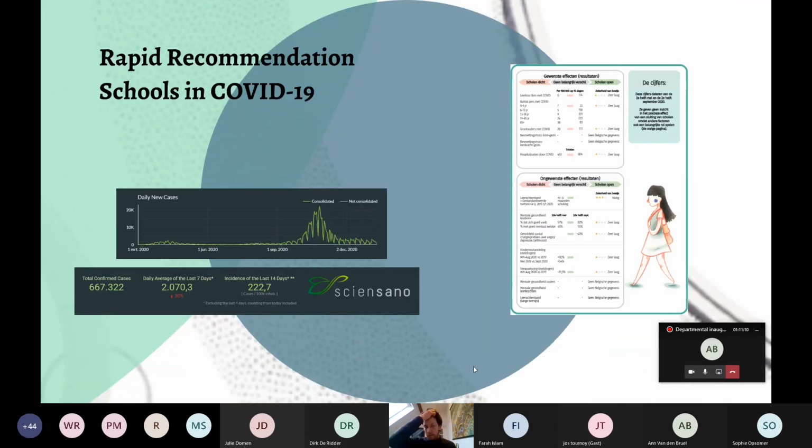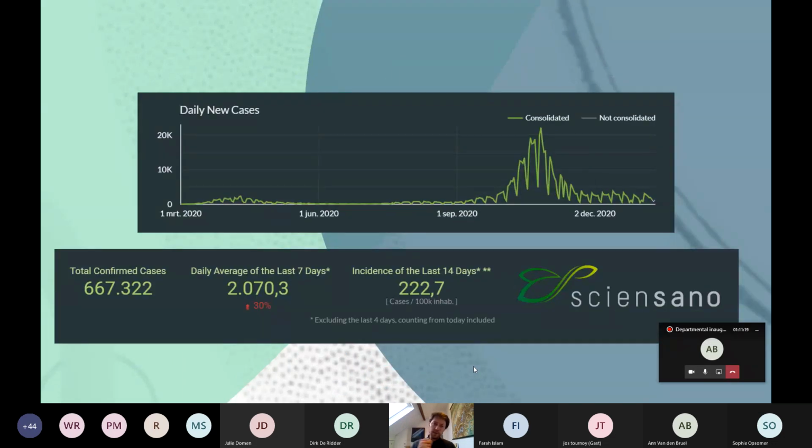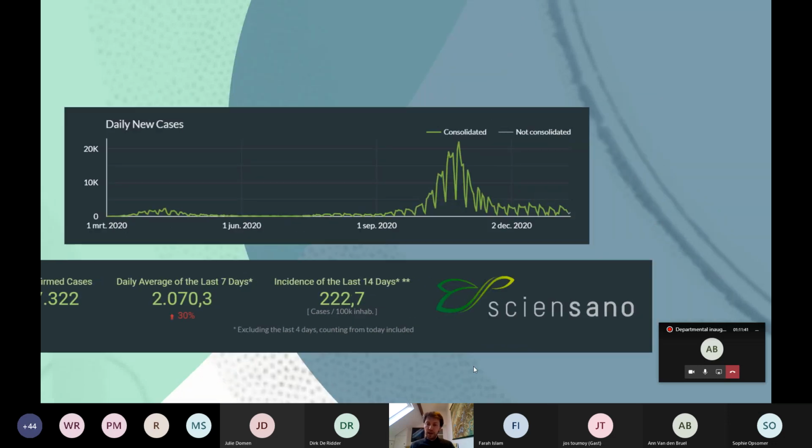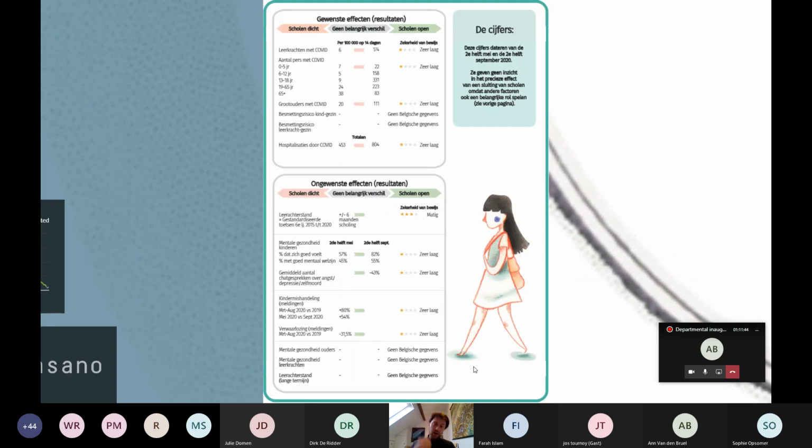If you look back at the rapid recommendation for schools in COVID-19, on the lower left-hand side of the slide, you see this type of data that you probably see in the media almost every day. This is real world data, directly from laboratories, hospitals, and primary care physicians. There has been no specific data collection for these registries. This is routine healthcare data, which is monitored on a daily basis. And we used this data to formulate advice on whether or not to close schools during the COVID-19 pandemic.